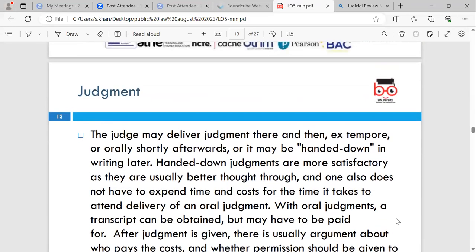The judgment. The judge may deliver judgment there and then, ex tempore or orally.